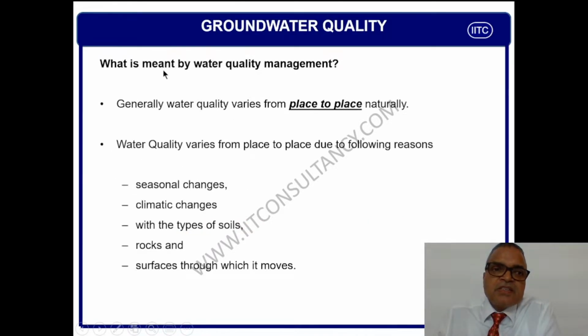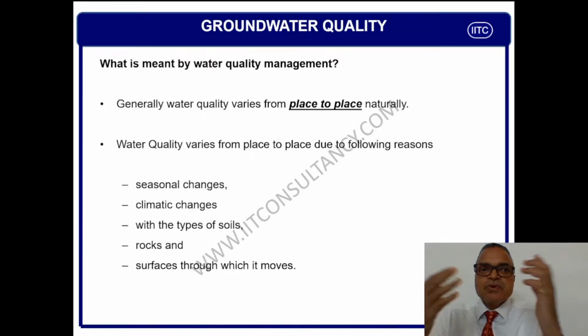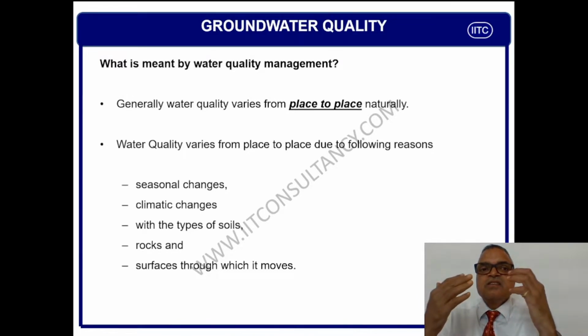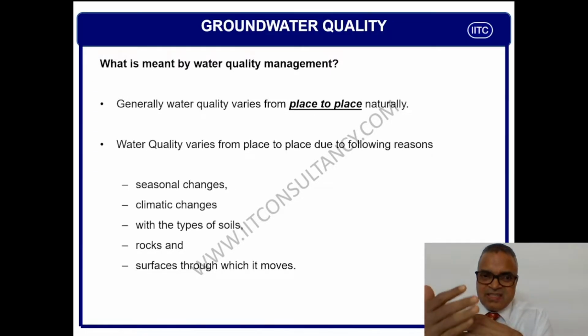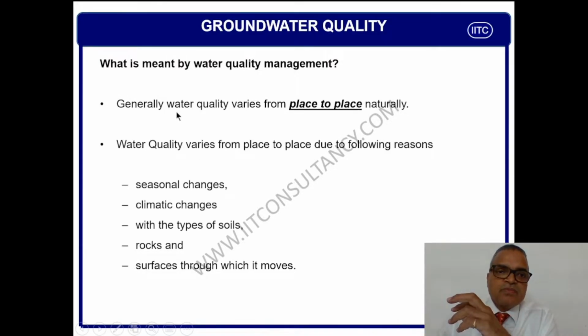Now, what is meant by water quality management? What do we really mean by water quality management? As we know, water quality means the physical, chemical, or biological properties of water. Now, let us understand in detail. Normally, water quality varies from location to location, place to place, terrain to terrain, country to country, city to city.